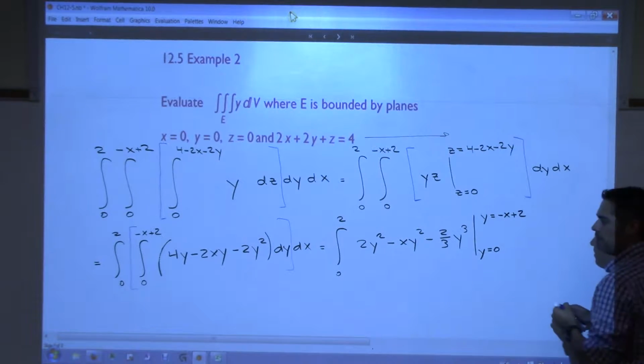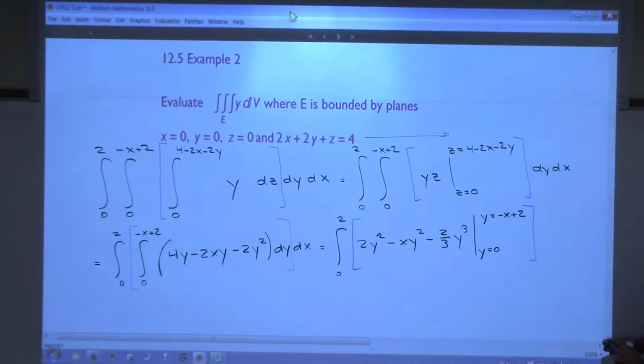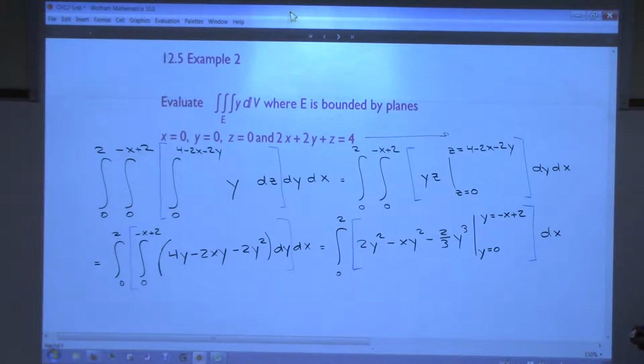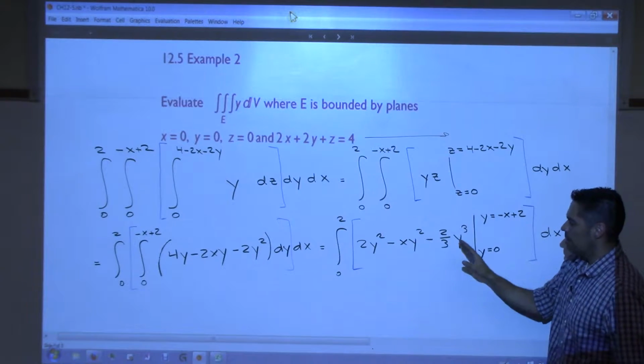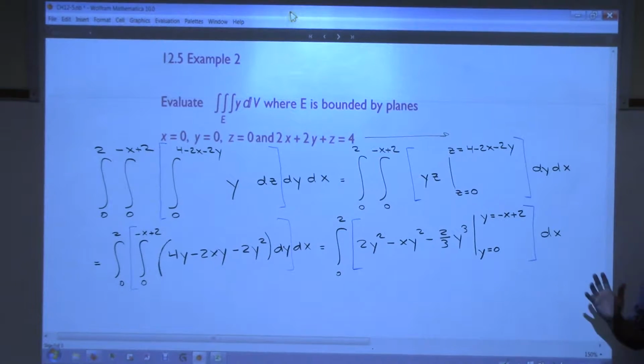Right? That's my middle integral now. So I have an inner, a middle, and an outer integral. Then you replace your y's with this, and then you replace your y's with 0. Then you're going to have a huge polynomial in x, aren't you? And then you just integrate term by term, clean it up, and good to go.